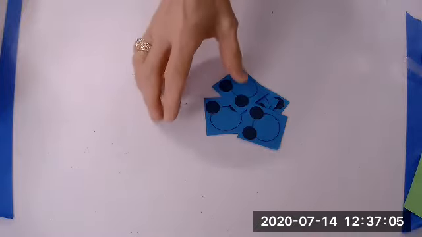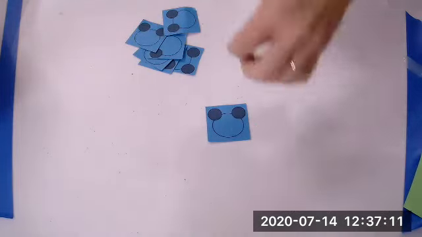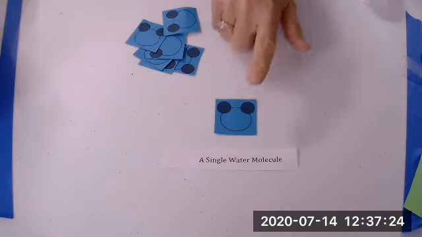Each model represents one molecule. So each individual model here is a single water molecule. The chemical formula for water is H2O. Water is made of two elements, hydrogen and oxygen.